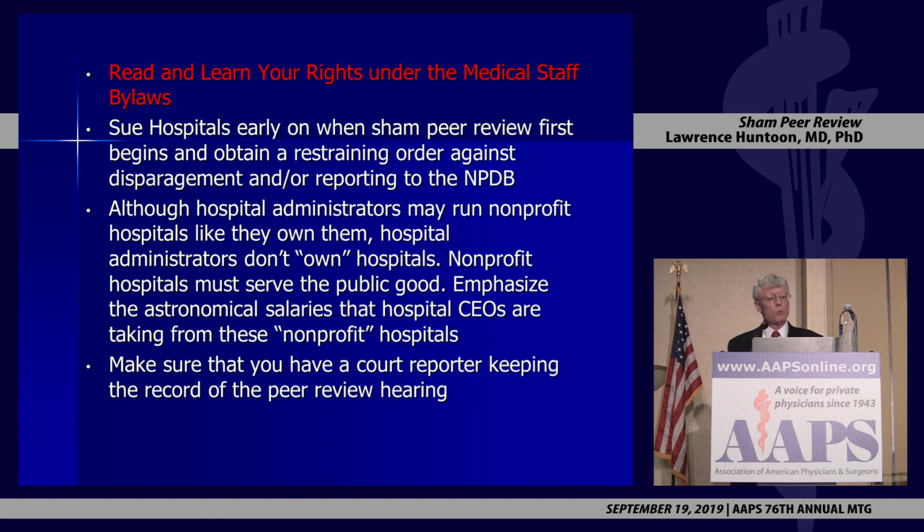You need to, most importantly, read and learn your rights under the medical staff bylaws. If you don't know what your rights are, you don't know if you're being steamrolled and if the hospital's violating them. You need to consider suing hospitals early on when sham peer review first begins and obtain a restraining order against disparagement and/or reporting to the data bank. Recognize that once the data bank report is made, that's the damage. It either ruins or totally ends your career. And you want to do something to prevent that, particularly in a sham peer review where it's abuse of the peer review process. They may be violating medical staff bylaws and just steamrolling you, willy-nilly. And so you need to do that to prevent the damage while all of this is being sorted out, perhaps in a court of law.